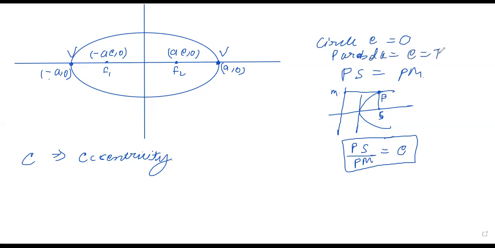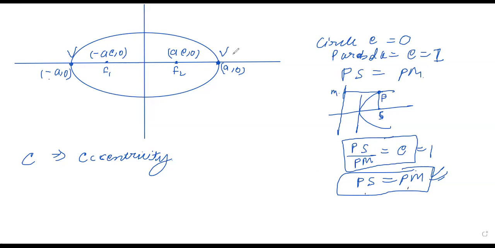In case of parabola, eccentricity is 1. So if we write eccentricity as 1, we can write PS is equal to PM. That was the definition of parabola, in which PS is equal to PM, that I have taught you in the previous lecture. So that's why PS was equal to PM in case of parabola.